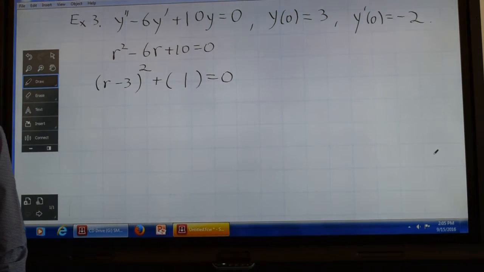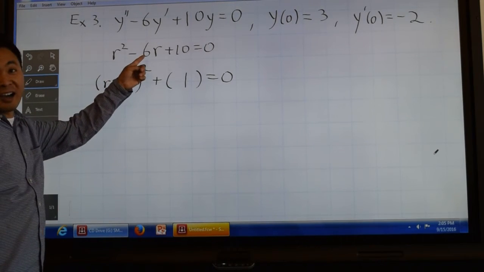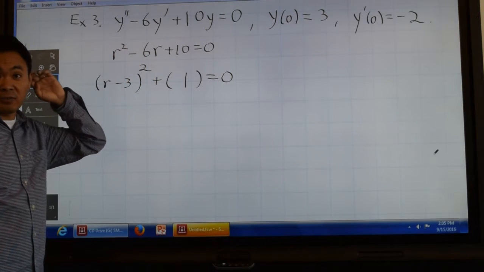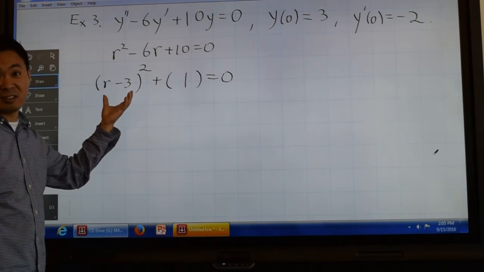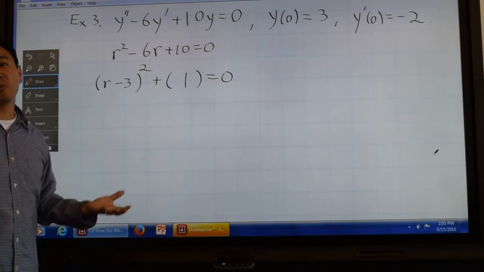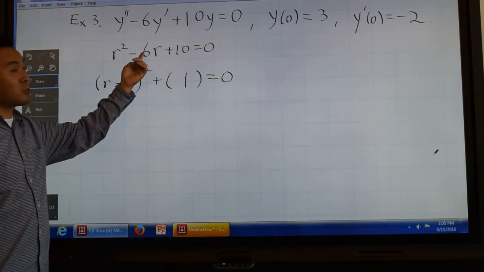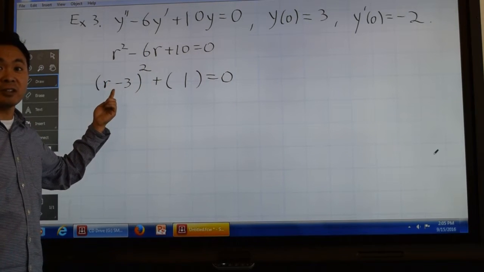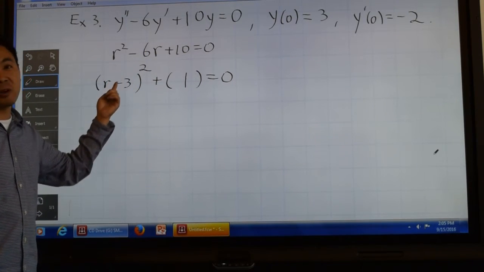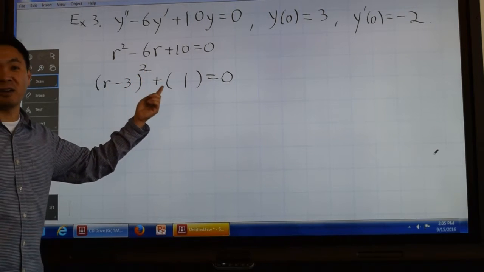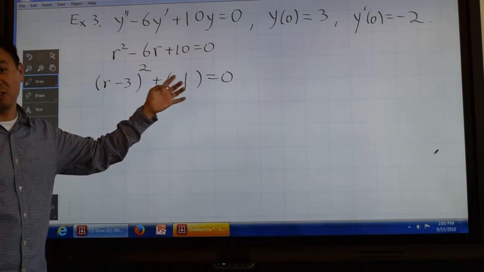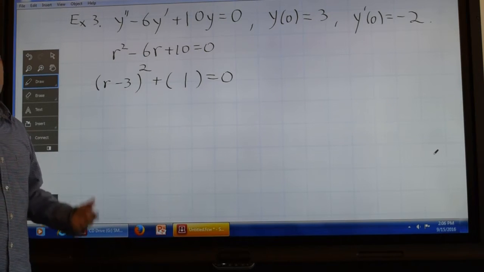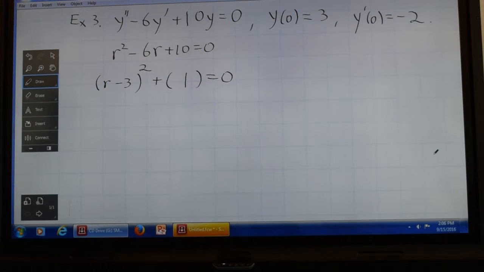Do you have a question? What did you say before? You can't do what if it's odd? Oh, if the number in front of r is odd, then it's hard to do this technique. It's not totally impossible, but if this was 5, for example, half of 5 would be 2.5, right? And it's quite hard to take the square of 2.5 and see what should be done here. So if it's an odd number, you're better off using the quadratic formula.